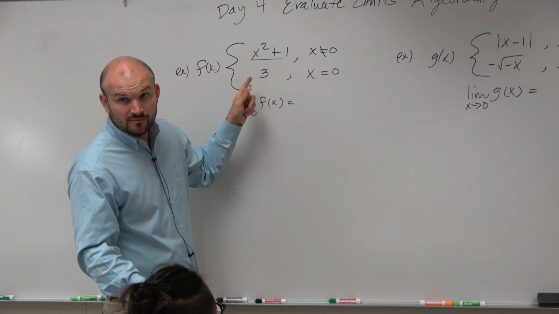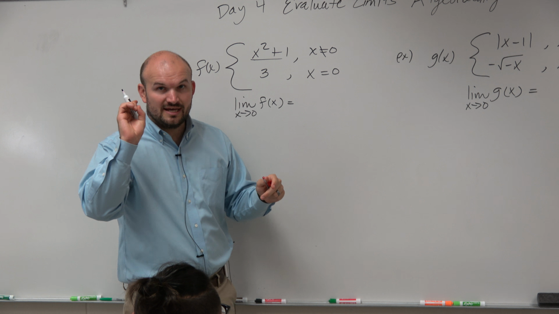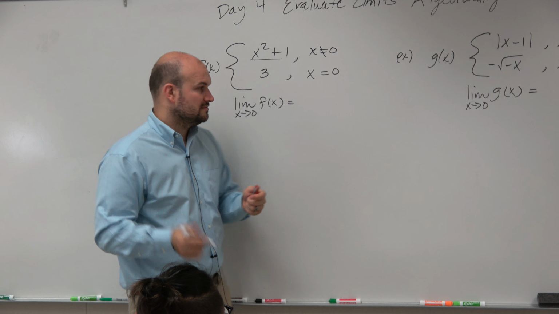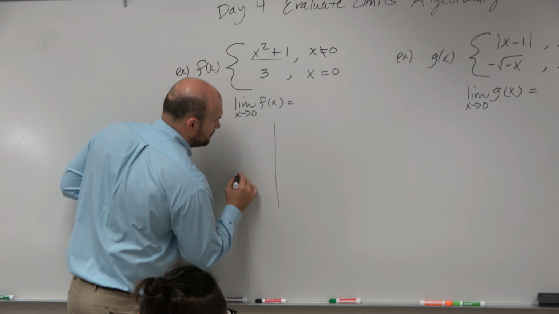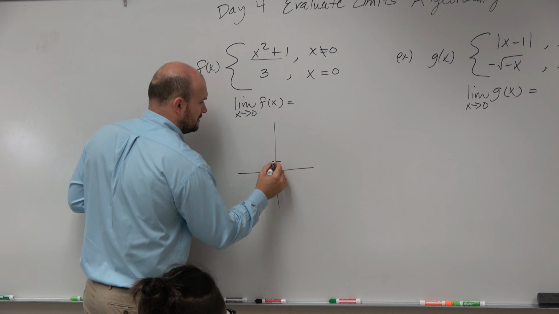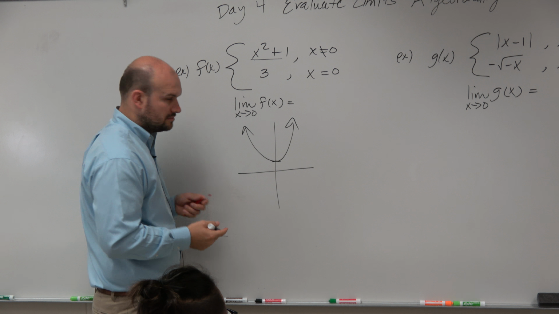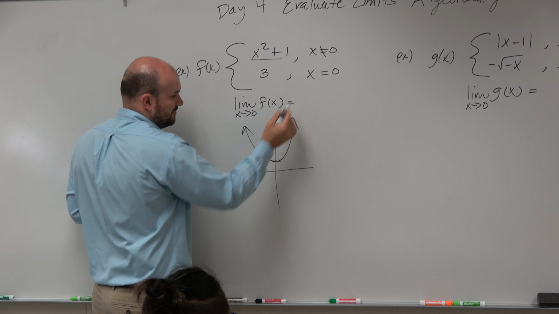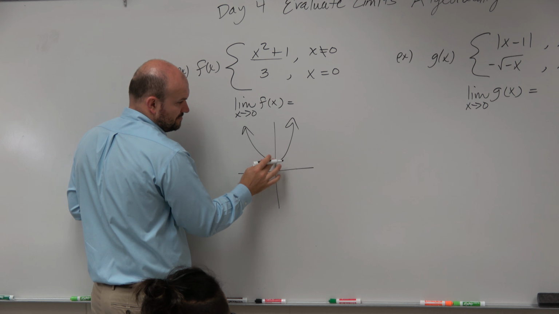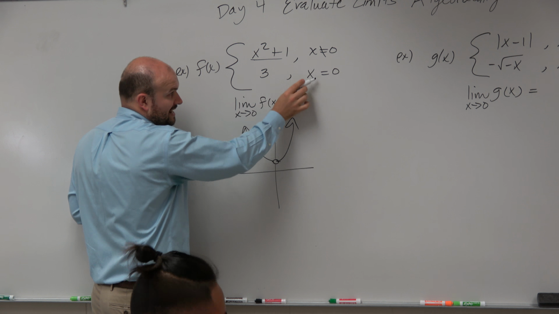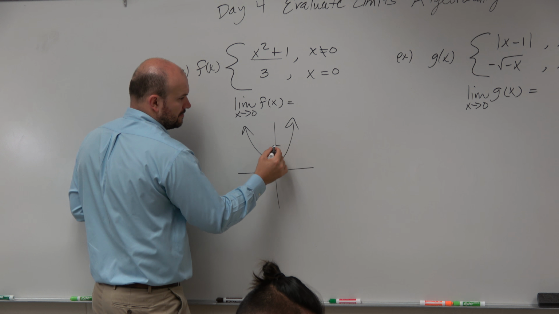But it's only equal to 3 when x equals 0. So that is just a dot. That's it. So what does x squared plus 1 look like? Well, it looks like this, right? Correct? And then we know that at x equals 0, though, this cannot equal 0. So there's a hole there. But at x equals 0, it's equal to 3.